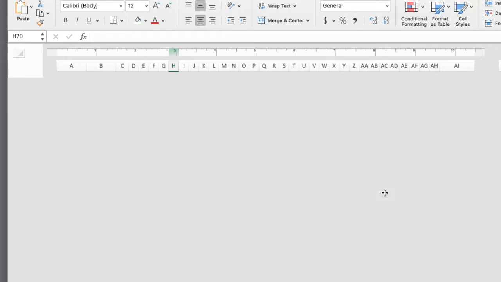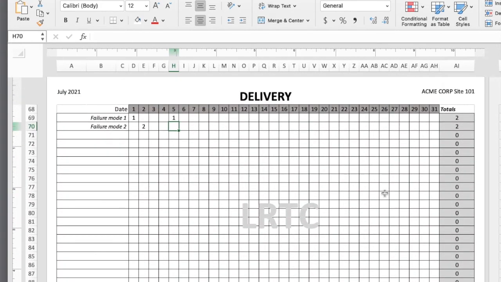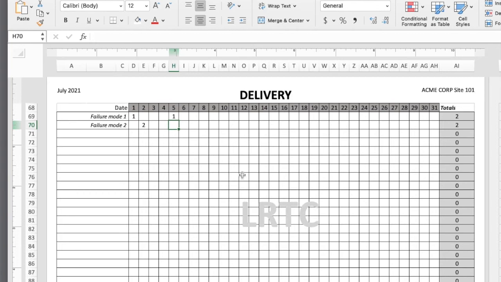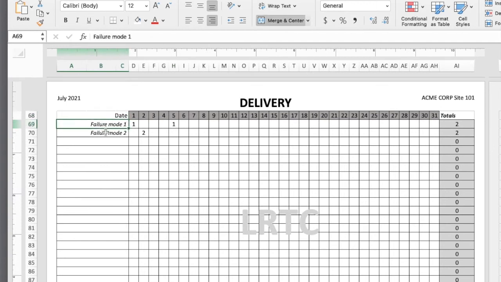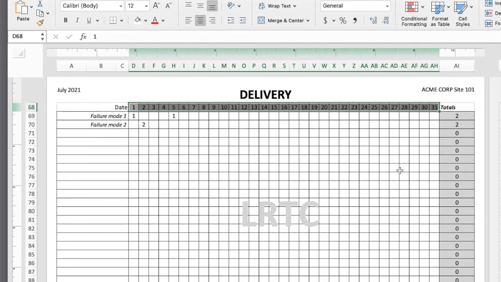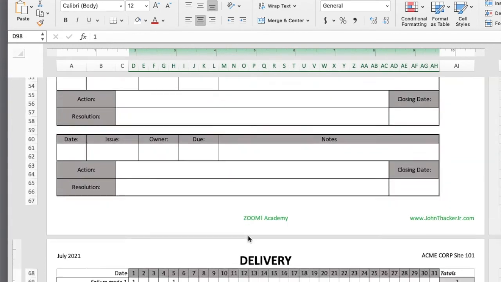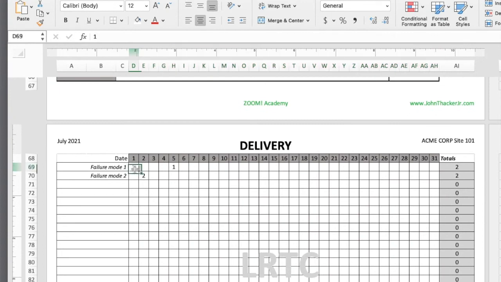Now we've already reviewed the run chart and the action log. Below, we have the failure modes. Your failure modes are listed in the left column. Failure mode 1, failure mode 2, etc., etc. The numbers at the top of the screen represent the days of the month. These numbers are repeated at the bottom to make filling out the chart as easy as possible. And for each day, when you have a failure, you will track the number of failures you had by failure mode. Again, this links to the other data in the chart.